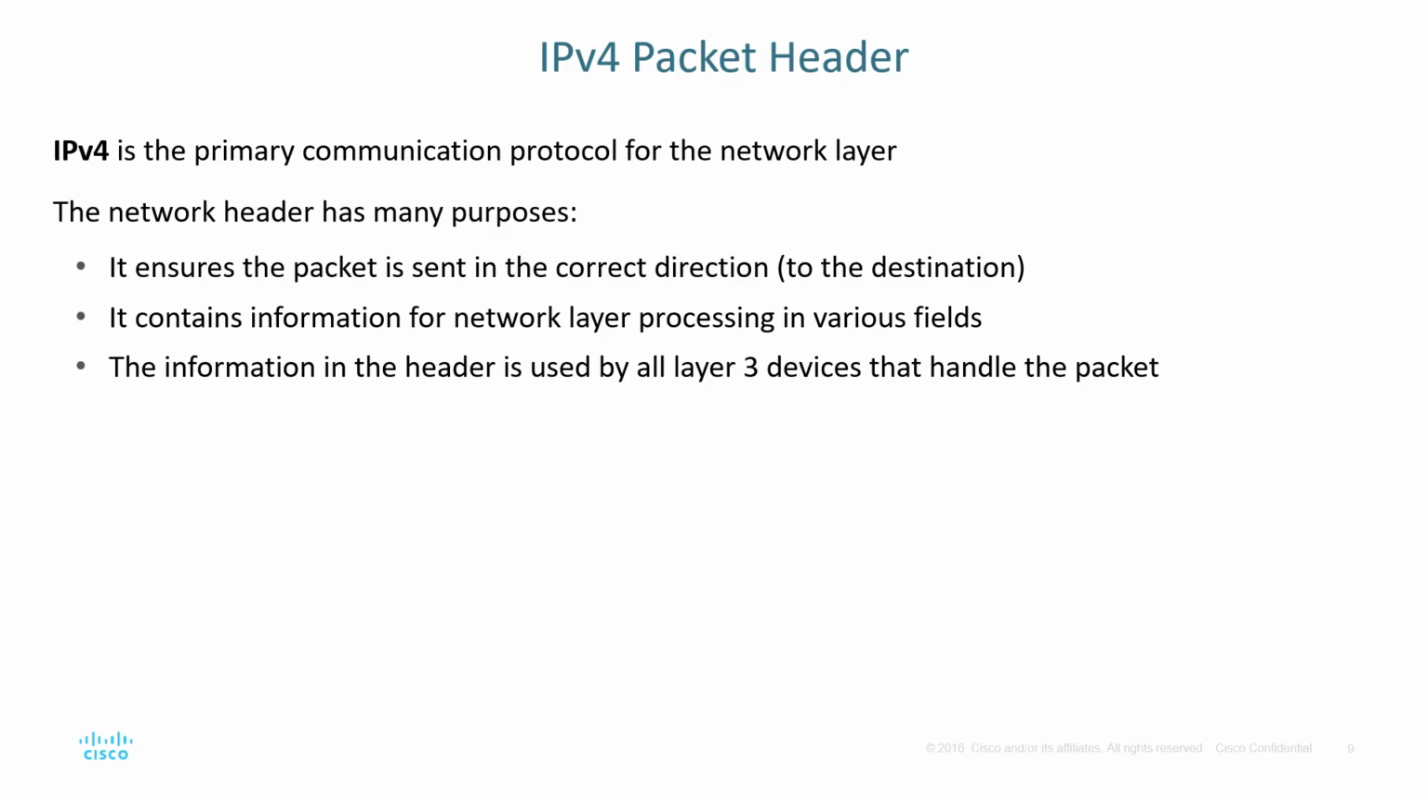So IPv4 is the primary communication protocol for the network layer. So in this course, even though yes, we are into IPv6 out there in the real world, we do concentrate heavily on IP version 4. So your network layer has many purposes. It ensures the packet is sent in the correct direction to the destination. And it is your routers that do that functionality.